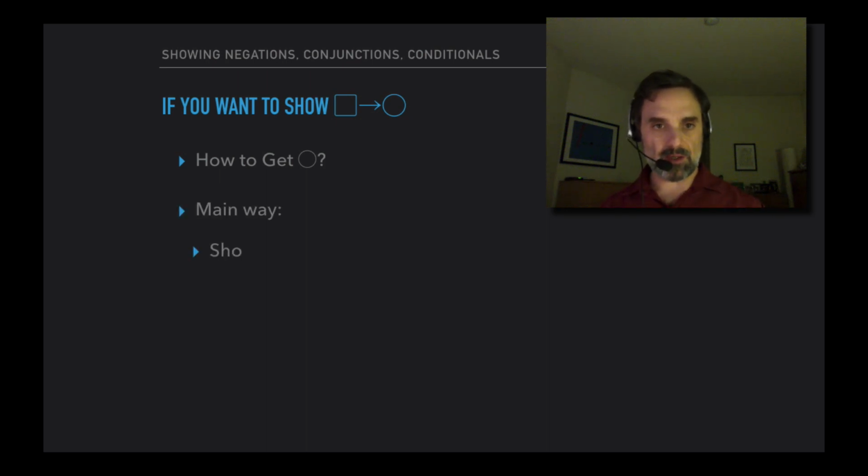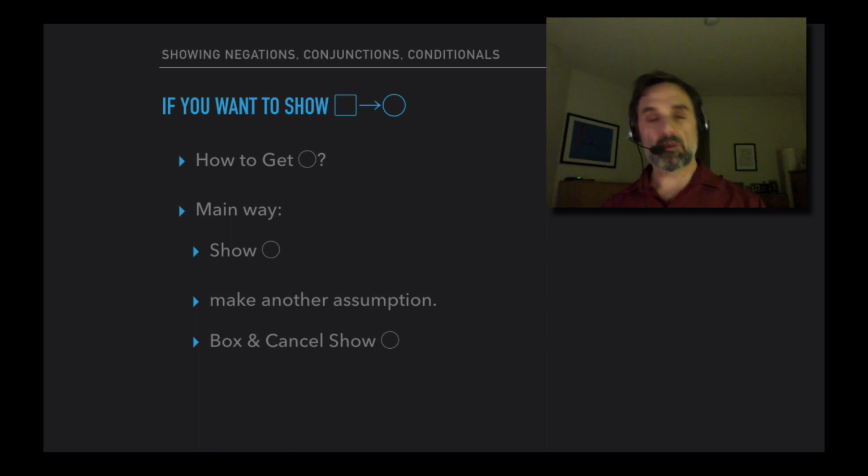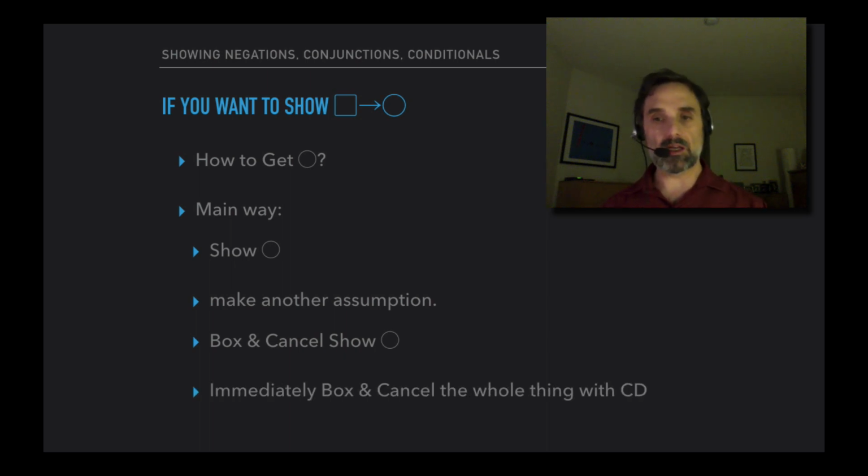And there's a main way to do that, and that's by showing circle. So you would show circle and then make another assumption. You'd box and cancel, show circle, and then you immediately box and cancel the whole thing with CD. So let's take a look at some examples of this.